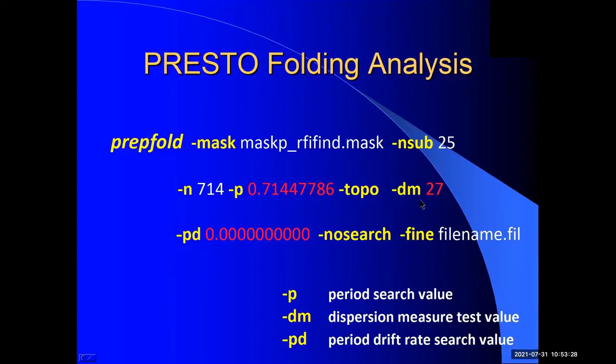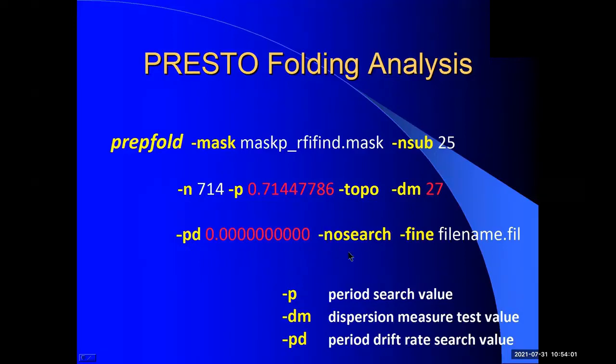DM allows you to input the dispersion measure for the pulsar that you're interested in, and PD allows you to adjust the period rate in the search, and this is looking for any change in period during your observation time. And we know that pulsars are very, very stable, so there should be very little change in time, but this term allows you to find it.